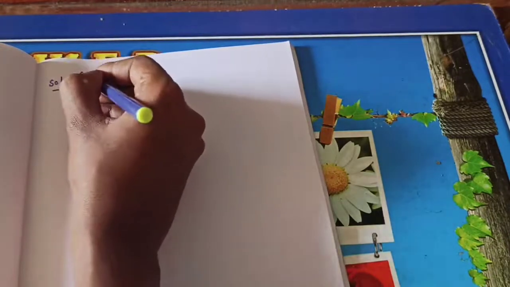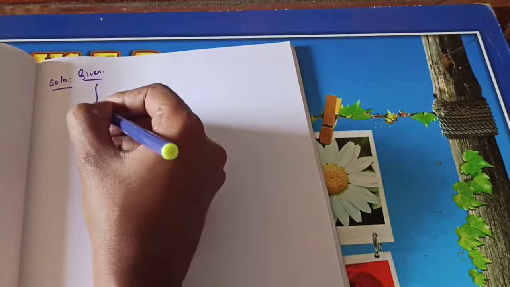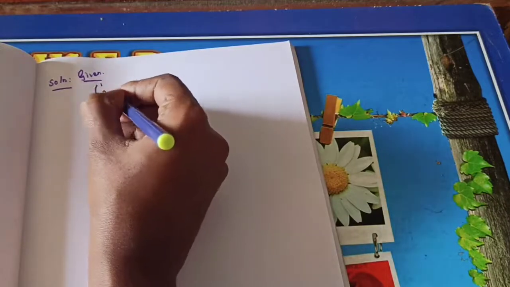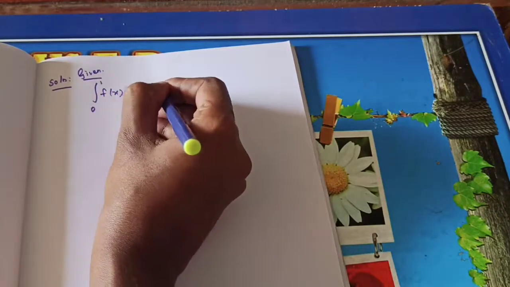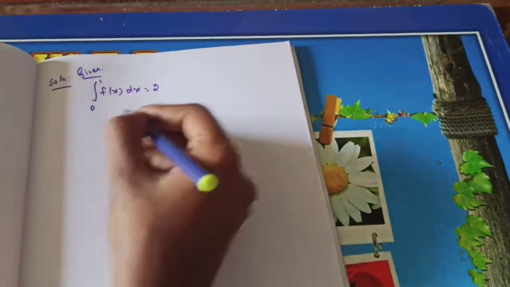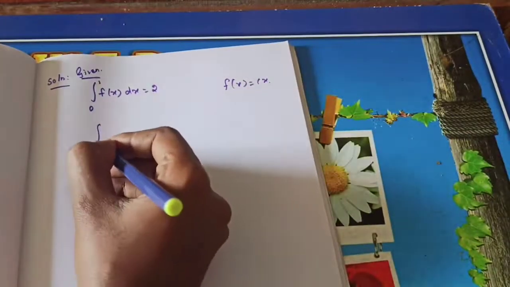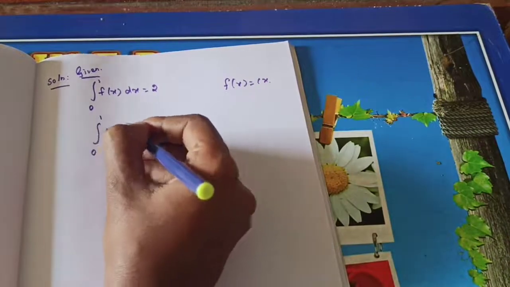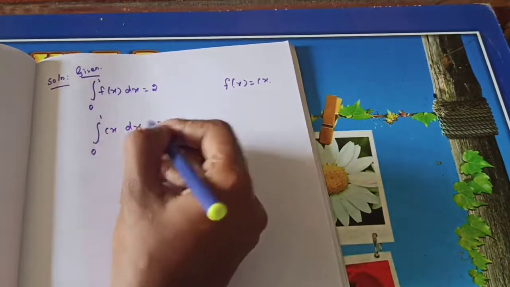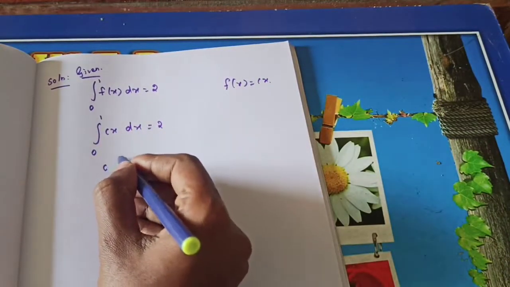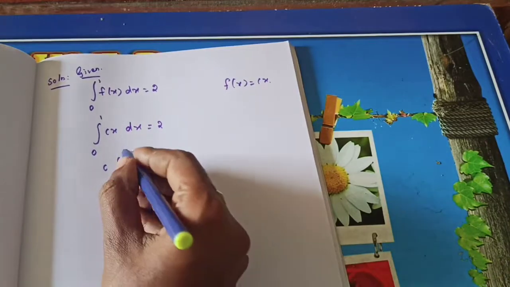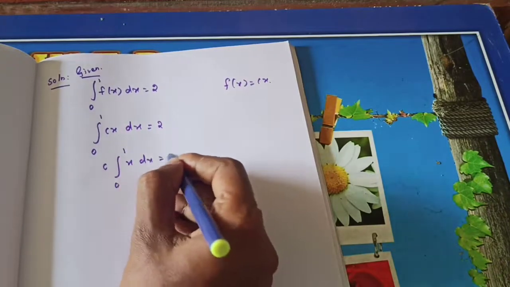Integral of 0 to 1 f of x dx, the value is given as 2. You know f of x is equal to cx. Now apply f of x as cx: integral of cx dx is equal to 2. C is a constant, is it right? So you can take it outside, the balance is integral 0 to 1 x dx is equal to 2.